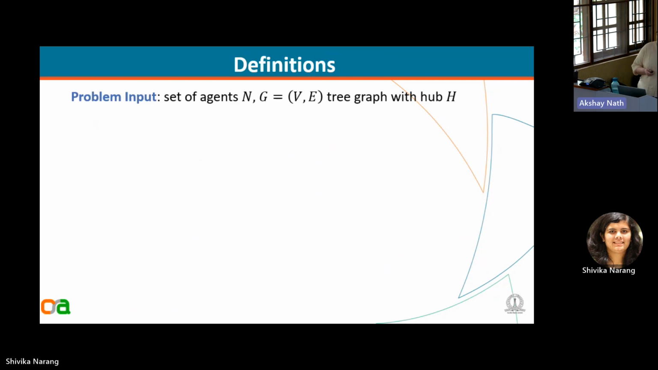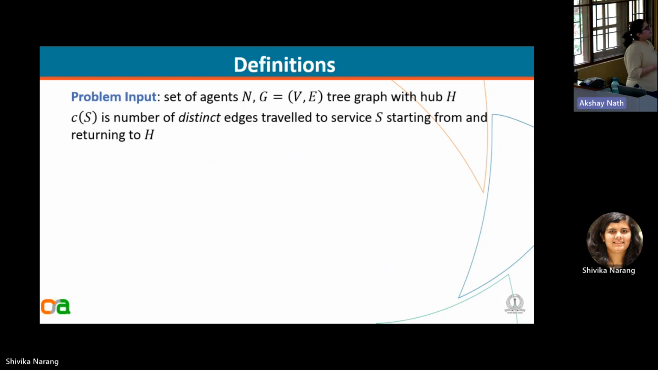Now, more formally, we are given a set of agents and a tree graph. Tree because if it's not a tree, it's extremely hard computationally, right? And this graph is rooted at this special node called H, which is the hub. All these agents have to start from the hub with the delivery orders. And then after delivering whatever orders that they have to, they go back to the hub, right? And the cost for servicing a set of nodes will be the number of distinct edges they travel to do this. Starting from the hub, go to these nodes, and then return to the hub.